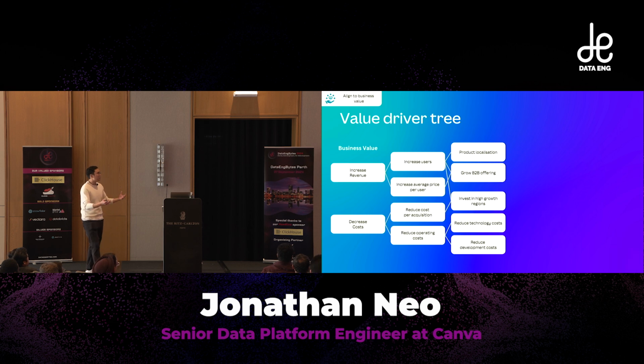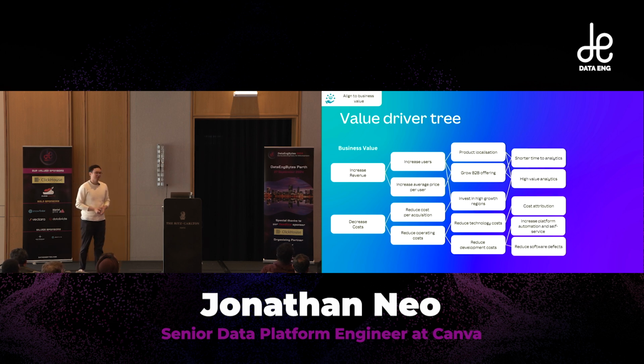We can increase users by trying to grow this product and launch it into different markets. That's what we call product localization at Canva. So we're trying to break into different markets, and make Canva a bit more user-friendly to people of different countries. We can also try to grow the B2B offering. So not just target your B2C consumers, but target enterprises, and we can charge them a higher price as well. How do we achieve those things?